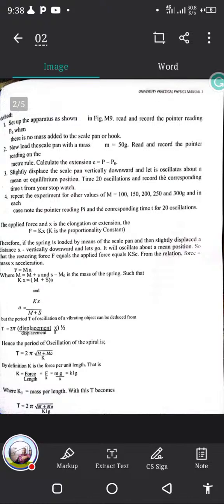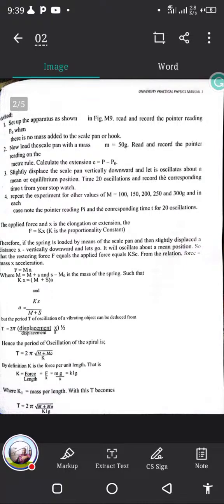So the extension produced, or the distance moved, is P, while P naught is the original distance when there was no mass attached. So to get the extension, of course, you have to subtract the final minus the initial, which is P minus P naught. Now this experiment is 2-in-1. All right, it's a 2-in-1 experiment.